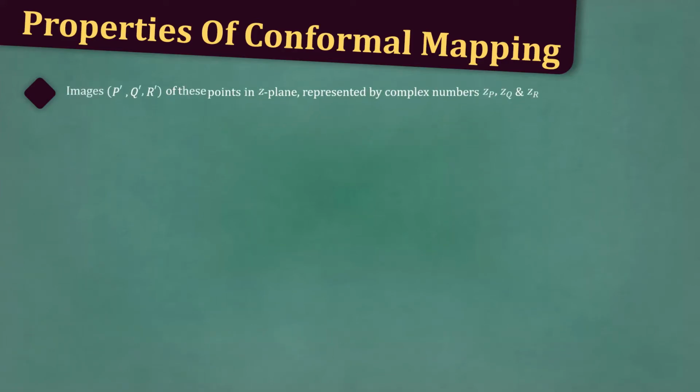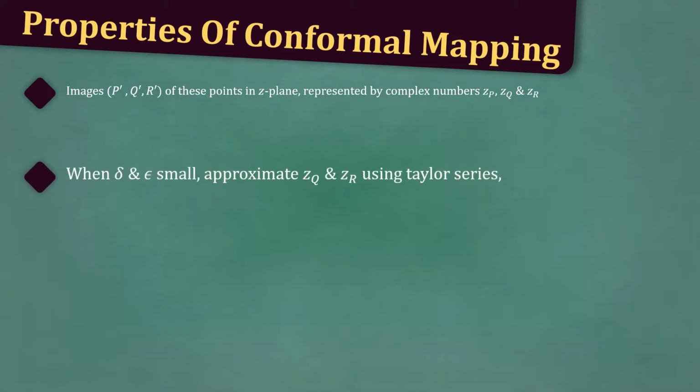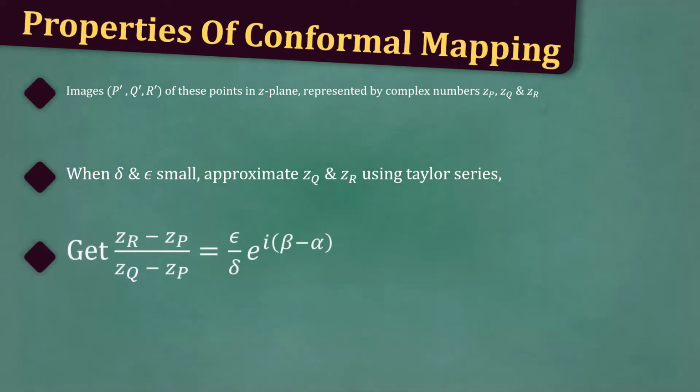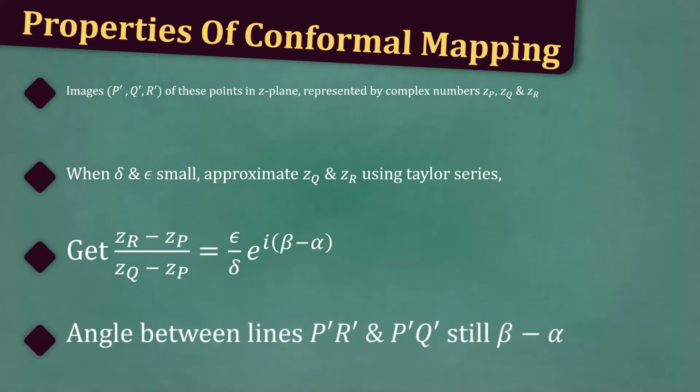We then consider the images P', Q', R' of these points in the lowercase z plane, represented by the complex numbers lowercase zp, lowercase zq, and lowercase zr. When delta and epsilon are small, we can approximate lowercase zq and lowercase zr using a Taylor series and get that zr minus zp divided by zq minus zp is equal to epsilon over delta e to the i (beta minus alpha). Hence, the angle between the lines P'R' and P'Q' is still beta minus alpha.